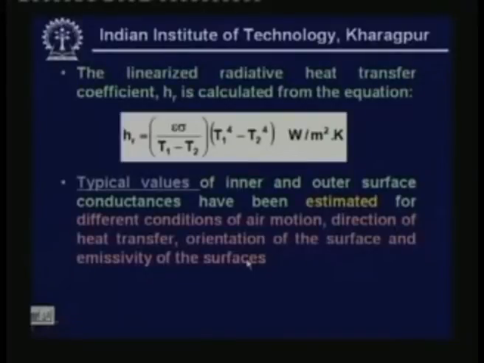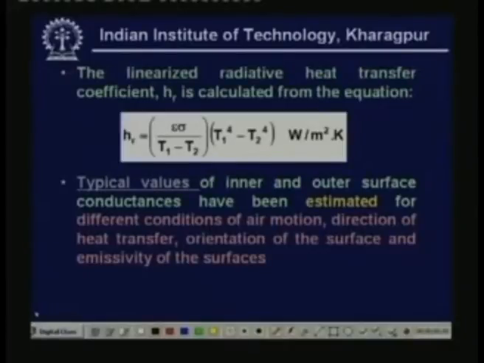And the linearized radiative heat transfer coefficient HR is calculated from the equation. This we have discussed while discussing fundamentals of heat transfer. The linearized heat transfer coefficient HR is given by this expression, where T1 and T2 are the two surface temperatures between which radiation heat transfer is taking place, and epsilon is the absorptivity of the wall, and sigma is the Stefan-Boltzmann constant, right, and the temperature should be in absolute scale.